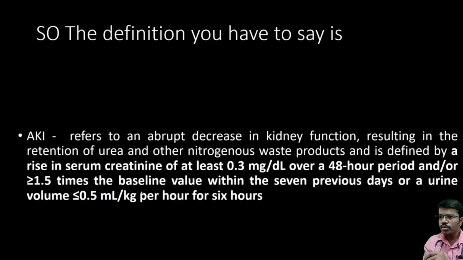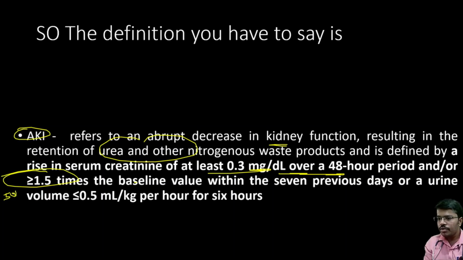So combining these two, the definition that a resident has to say is: acute kidney injury refers to the abrupt decrease in the kidney function resulting in retention of urea and other nitrogenous waste products, and is defined by at least 0.3 milligram per deciliter rise in creatinine over a period of 48 hours, or more than 1.5 times, or you can say 50% rise in creatinine from the baseline value within the last 7 days, or the decrease in urine output to 0.5 ml per kg per hour for the past 6 hours. So this is the exact definition of AKI.